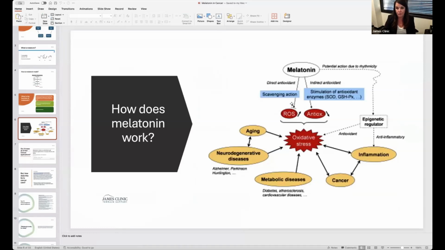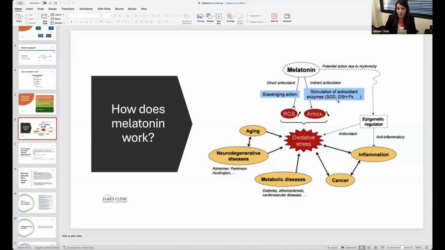So how does melatonin work? You can see melatonin here is both a direct antioxidant and an indirect antioxidant. Directly, it scavenges free radicals, sorry, this is a little blurry, but indirectly, it also stimulates things like superoxide dismutase, and things like glutathione.